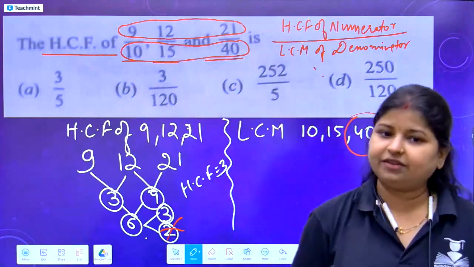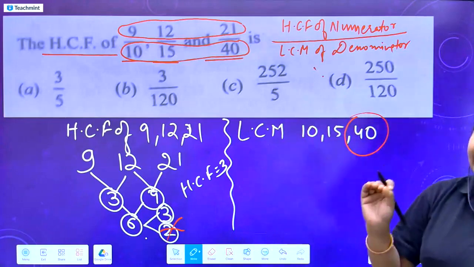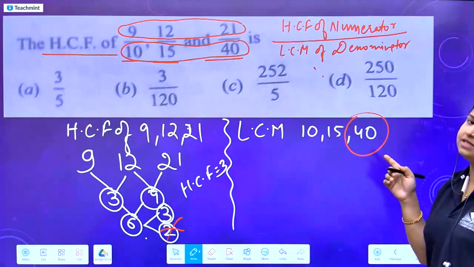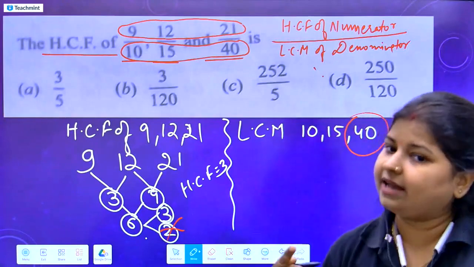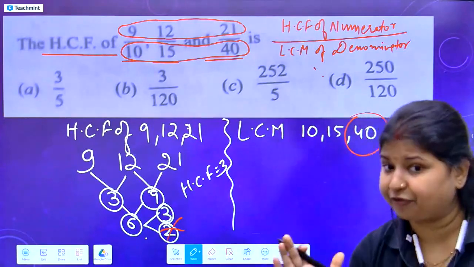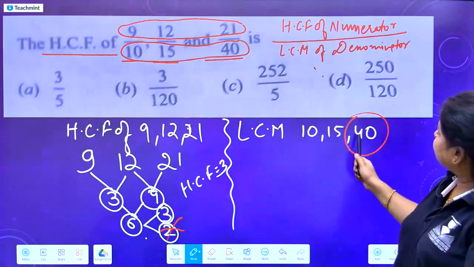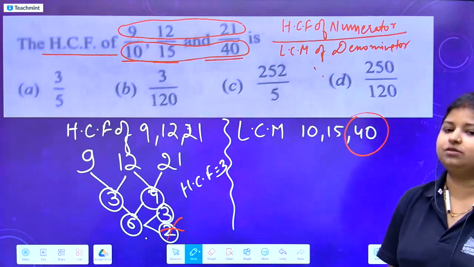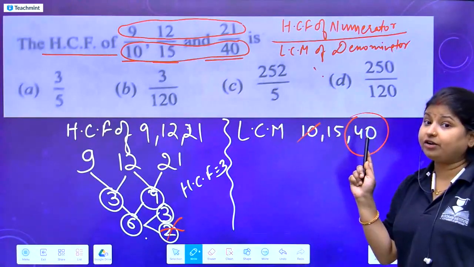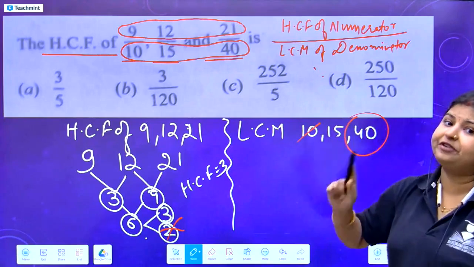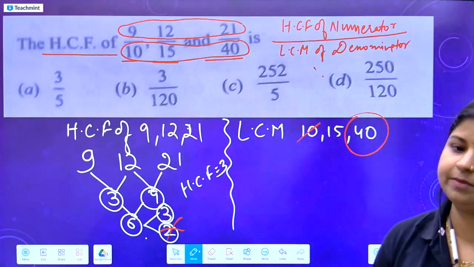For the LCM, I taught you that whichever numbers are written, the highest can be my LCM if it is divisible by the rest of the numbers. So is this 40 divisible by 10? Yes, 40 is divisible by 10. Remove this. Is this 40 divisible by 15? No, ma'am, 40 is not divisible by 15.